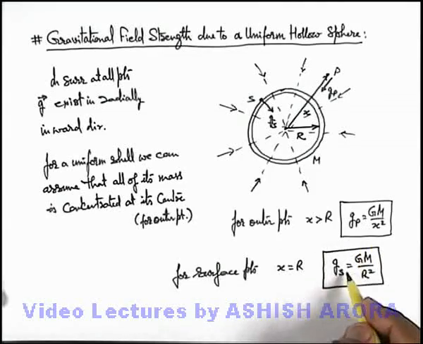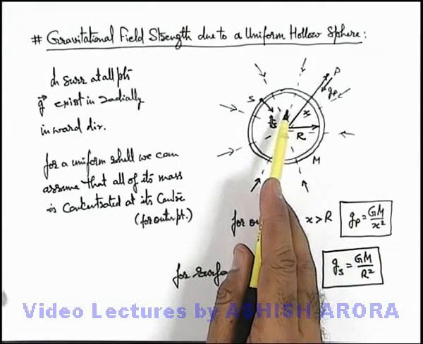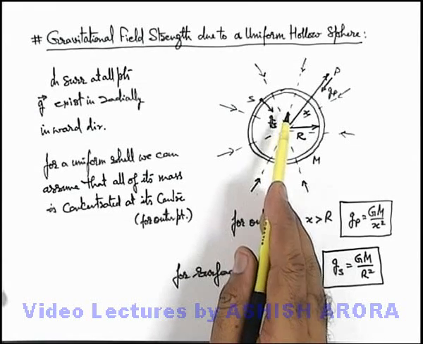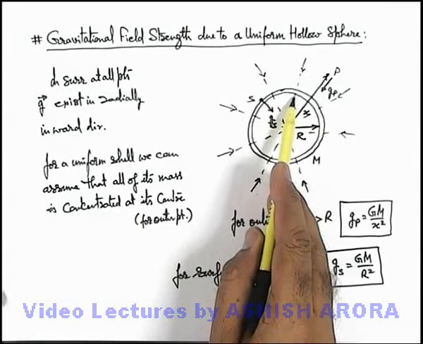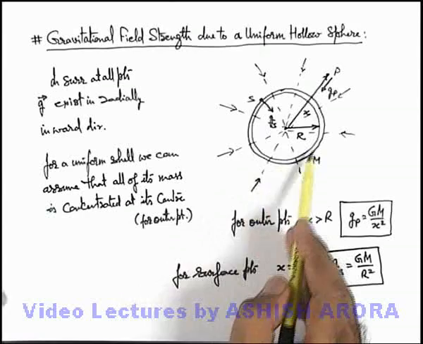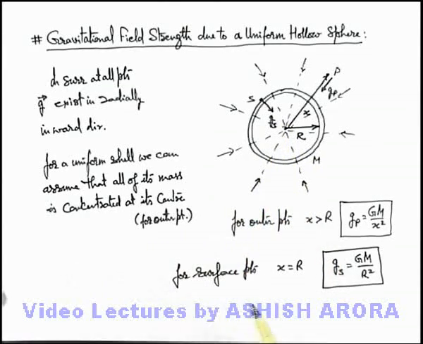But the same is not the case for interior points, because if we consider a point which is inside the sphere, we need to find out the gravitational field as on one side of the point the field at this point will be in this direction, and due to the particles of the shell on this side, the gravitational field is in this direction. Let's continue on the next sheet to calculate the gravitational field strength at an interior point.